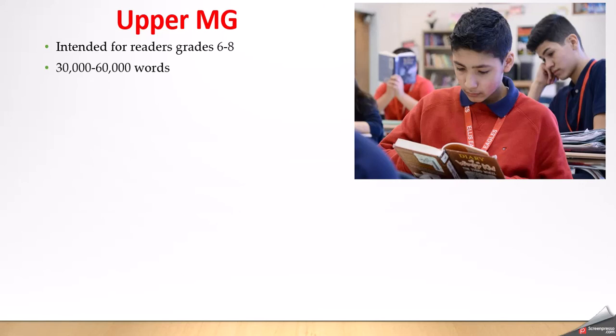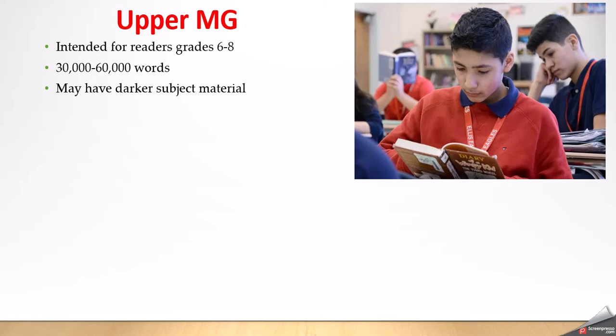A lot of people point to Harry Potter. Harry Potter is a fantasy series. It starts in upper middle grade and it goes all the way through upper young adult. So it's called a crossover series, which we'll talk about later. It's not unusual for a crossover series like that to be a little bit longer, especially in fantasy because there's world building. Upper middle grade books change in terms of subject matter.